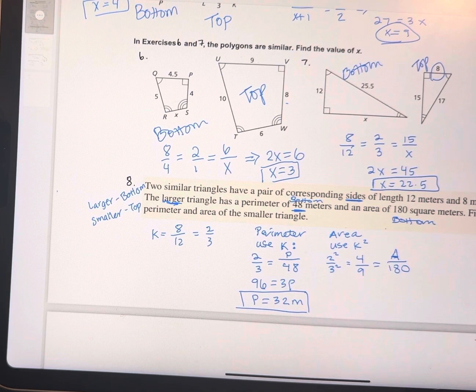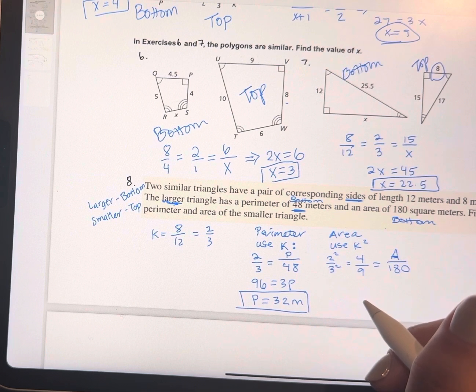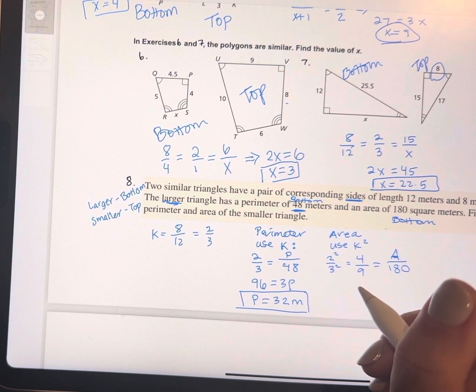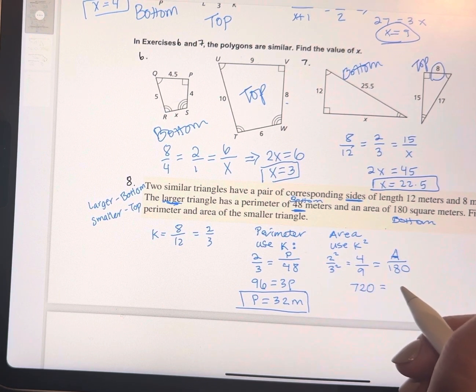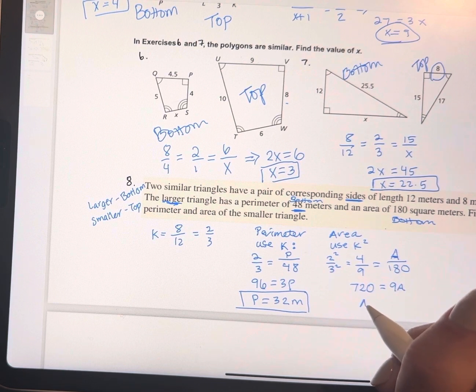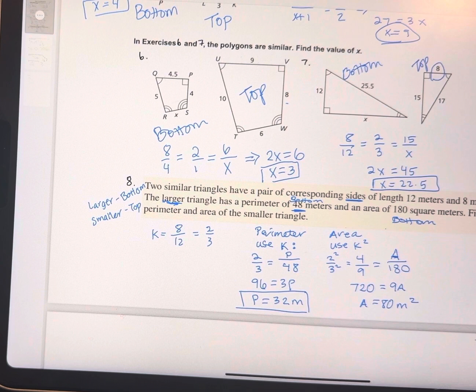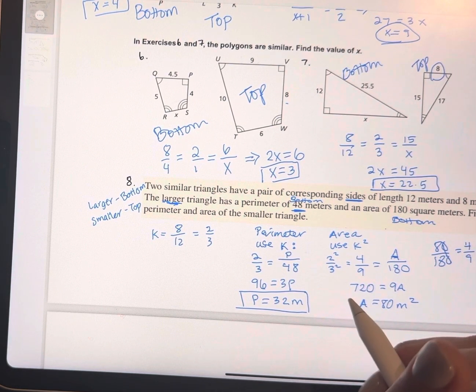So we'll solve this now. 4 times 18 is 72, you guys? I'm a little sick and my brain's not working, but I think it is 720. 720 equals 9A, and that makes A equal to 80 meters squared. Alrighty. Is it 80? Let's check. We can check. 80 over 180 is 8 over 18, which divided by 2 is 4 over 9, and that is that. So yes, it is correct. Okay.